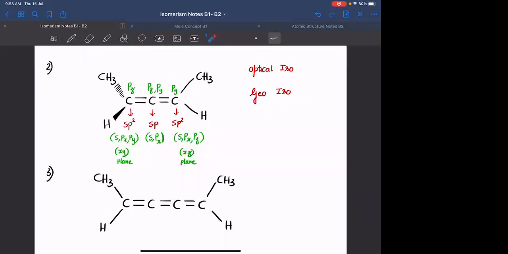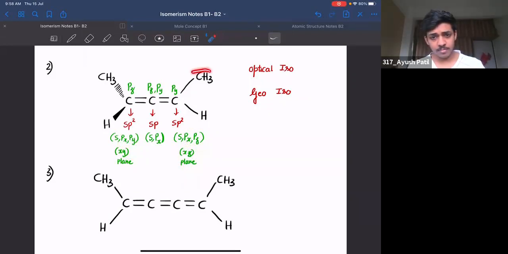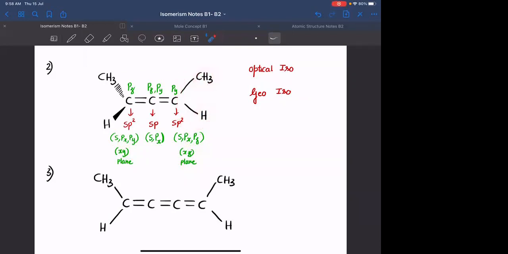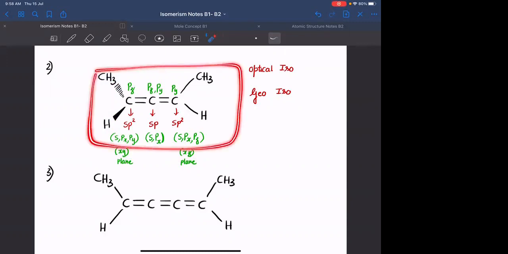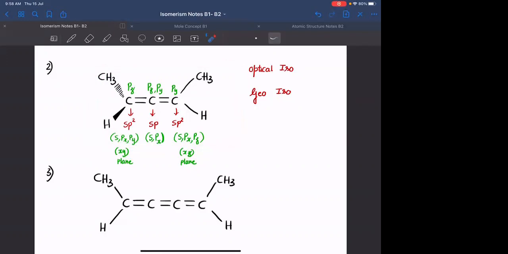Any doubt? Okay. Or else, these three or this group and this group are present in xz plane. This group and this group are present in xy plane. xz and xy plane are perpendicular to each other. Hence the molecule is no longer planar. This is not a planar molecule.